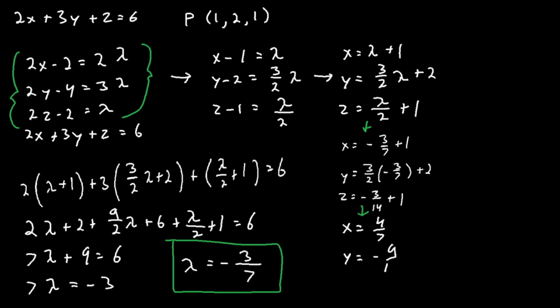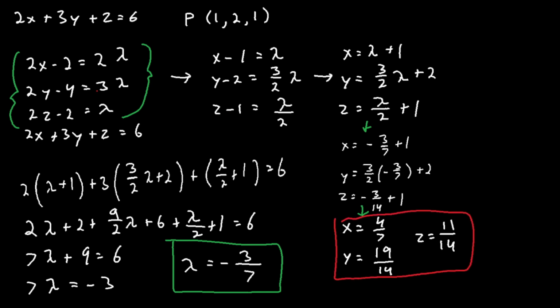Negative 9 over 14 plus 2 is equal to negative 9 plus 28, which is positive 19 over 14. And z is equal to, I ran out of space at the bottom, so I'll write z here, z is equal to 11 over 14. There you go. This is the point on the plane. This right here is actually our answer. This is the point on the plane where the distance, technically distance squared, but the same thing as distance, is minimized. If you plug these points back into this constraint, you would get the right answer.